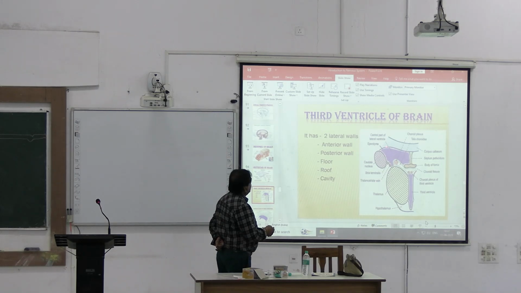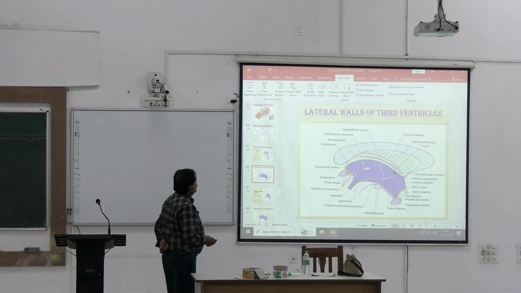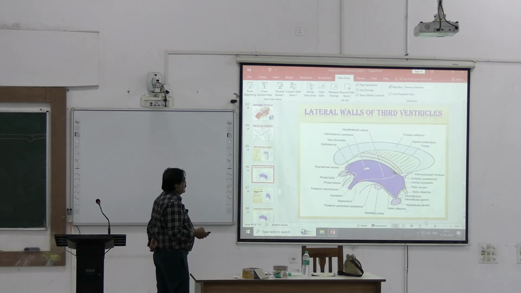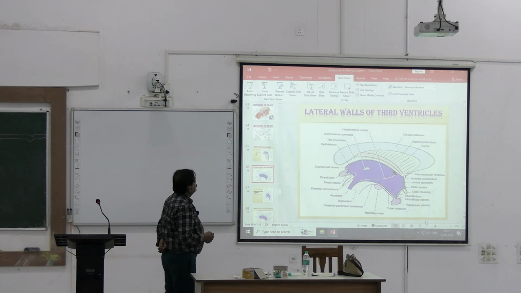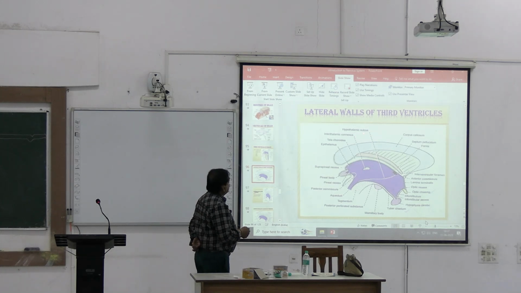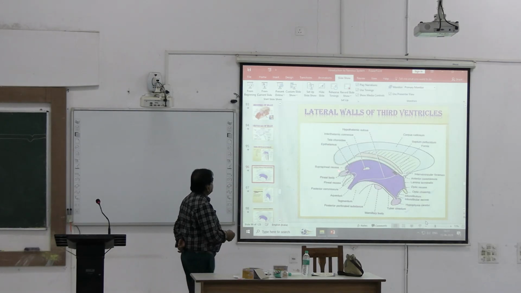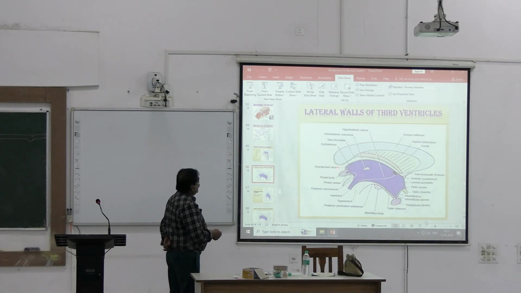Central part of the lateral ventricle, ependyma. Lateral walls of the third ventricle: the hypothalamic sulcus, interthalamic adhesion, tela choroidea, epithalamus, suprapineal recess. This is the pineal body, the pineal recess.